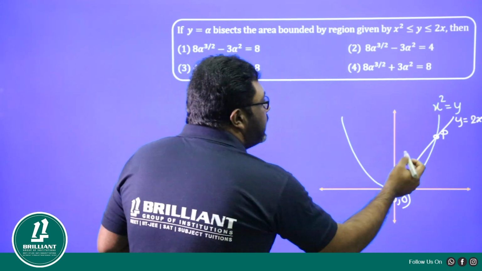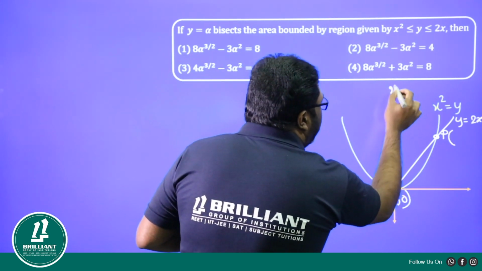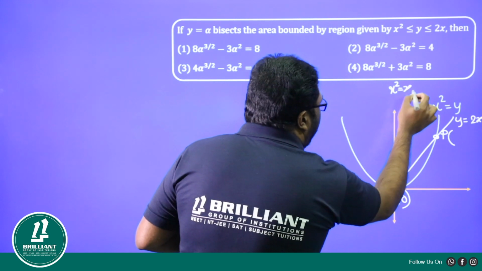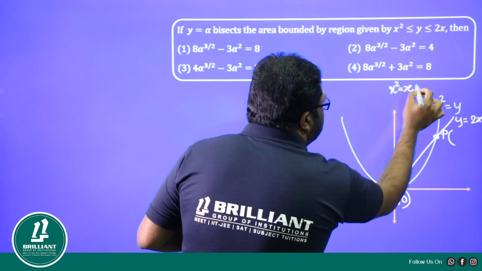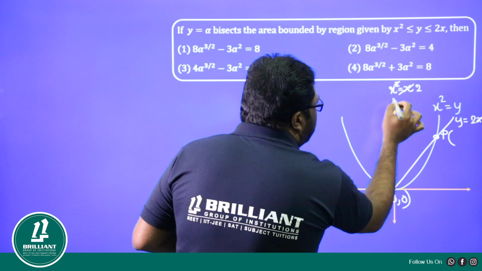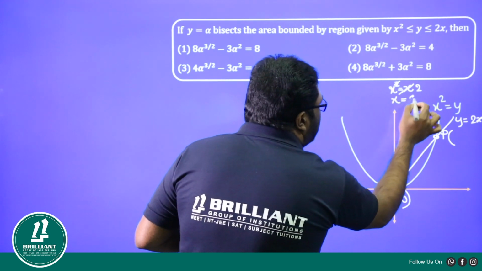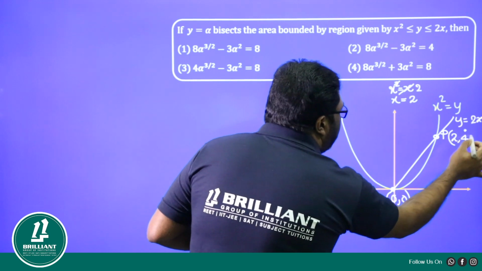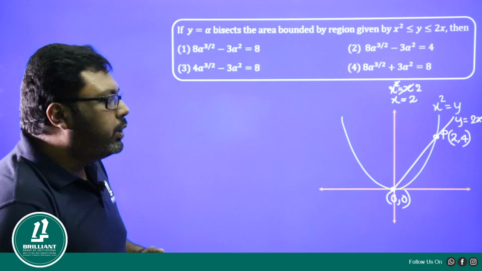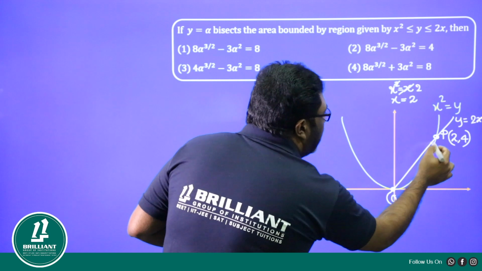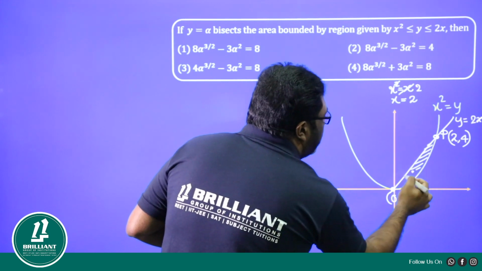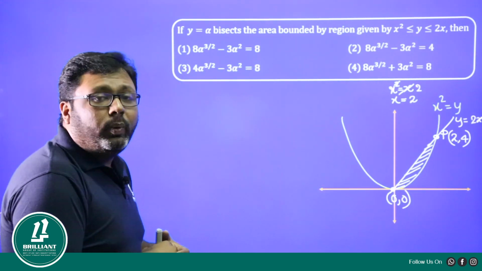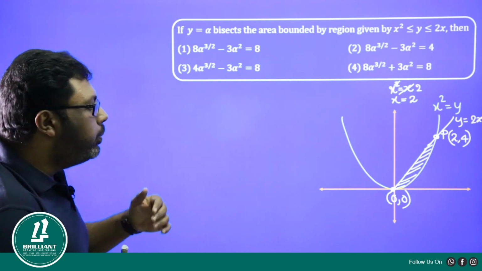You can clearly see that x squared equals 2x. Okay, x squared and x will cancel. I get x is equal to 2. So at this point x is equal to 2, then y equals 4. So they're asking me to find this area bounded between the straight line and the parabola.